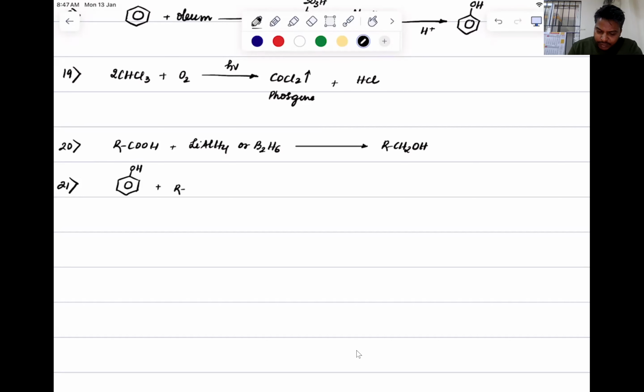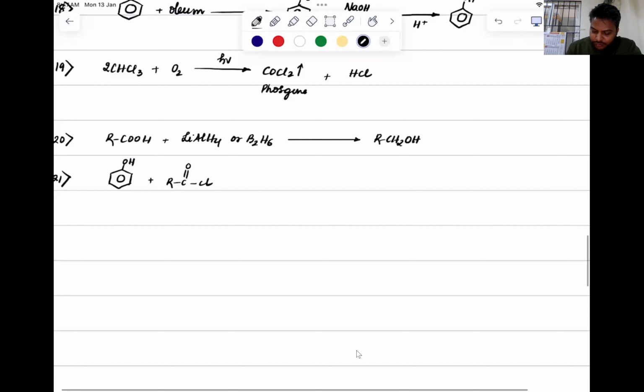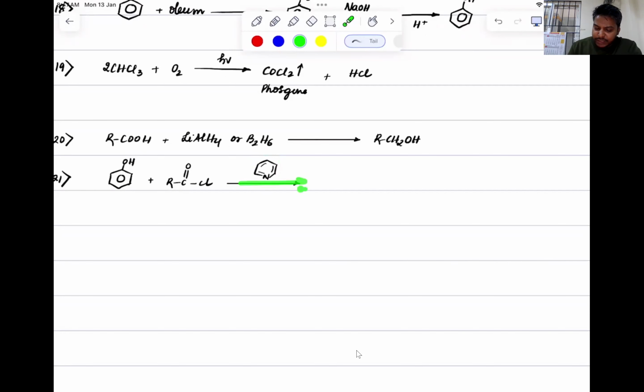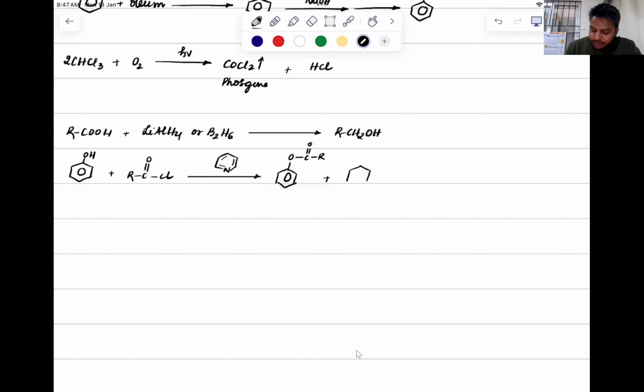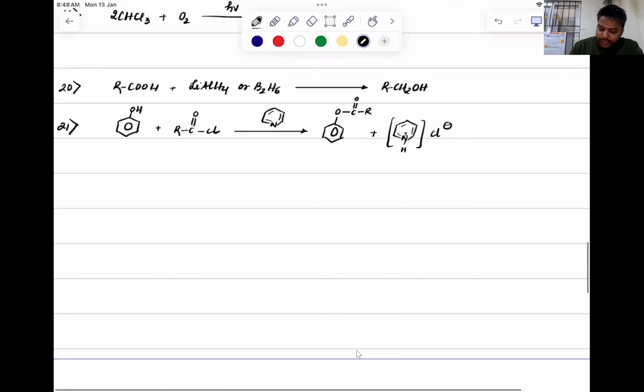Next, if you have phenol reacted with RC double bond O Cl in the presence of pyridine. See, such reactions, when you use in basic medium, the reaction will go only in the forward direction. It will not be existing in an equilibrium. And it will make an esterification reaction. So making this as double bond OR plus pyridinium chloride would be formed here, plus pyridinium and Cl minus. This is a forward reaction.